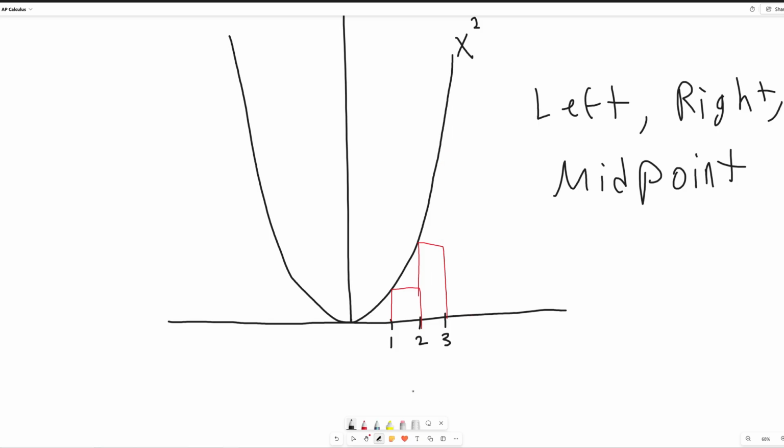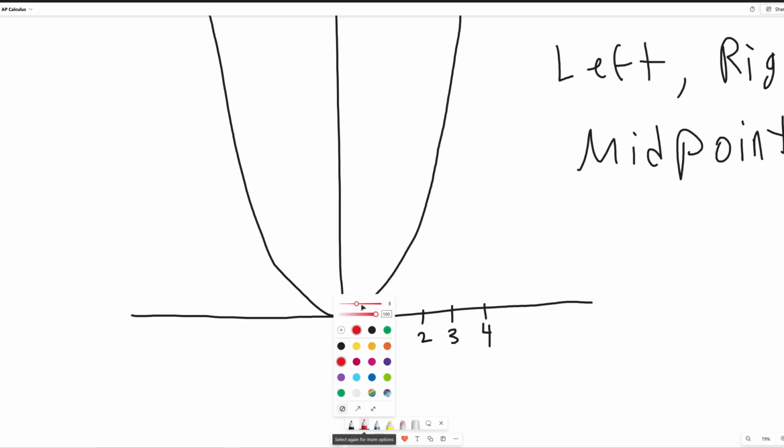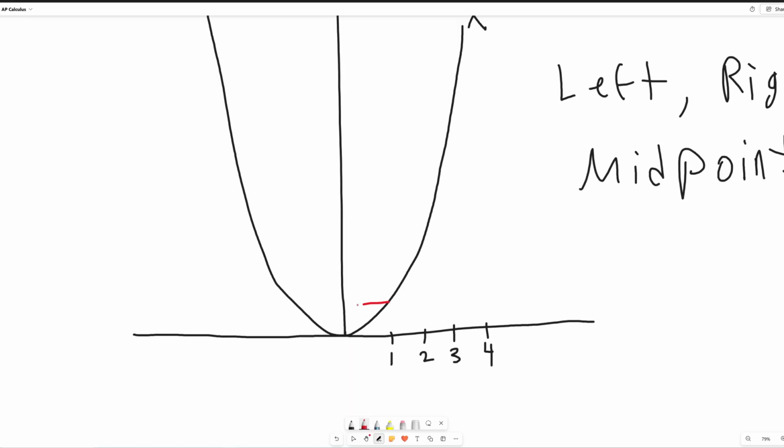Now, a right Riemann sum, I think you can imagine, would have the right corner of the rectangle on the function. So a right Riemann sum would look something like this.